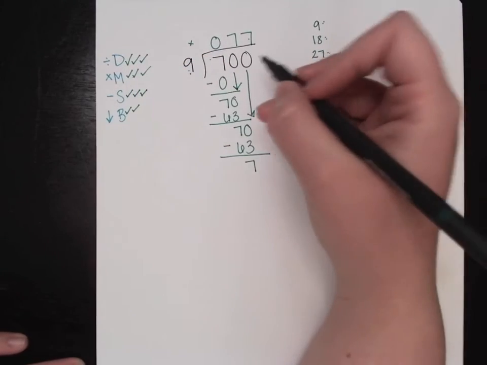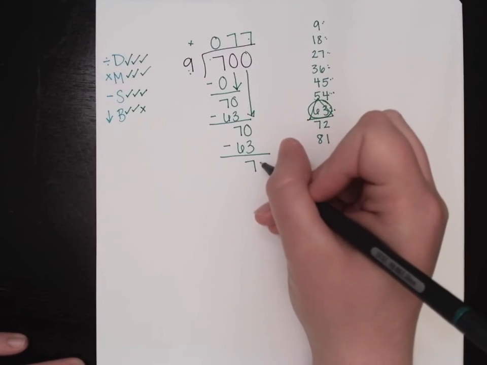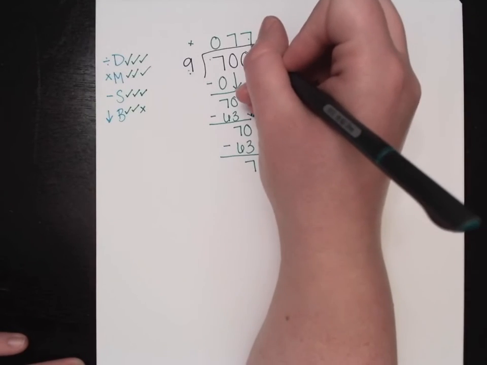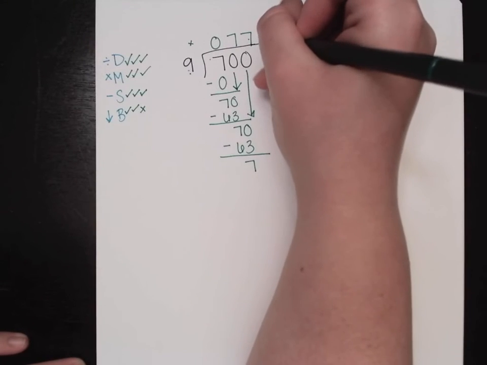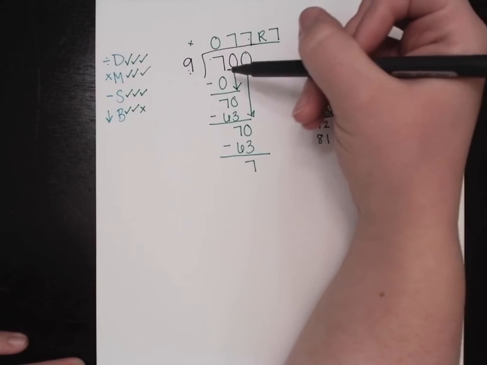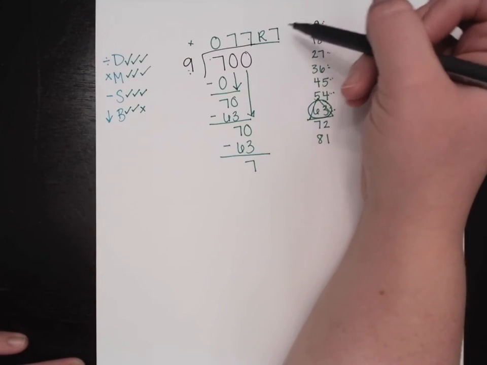And now bring down. I don't have anything left to bring down, but I do have a remainder that I must bring to the top. If you do not bring your remainder to the top, your quotient will not be correct. So I need to bring up the 7. R for remainder, 7. So my quotient for 700 divided by 9 is 77, remainder 7.